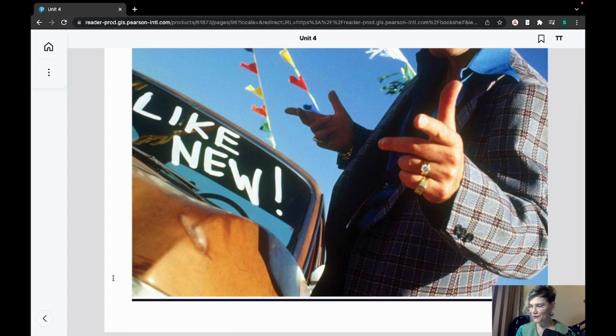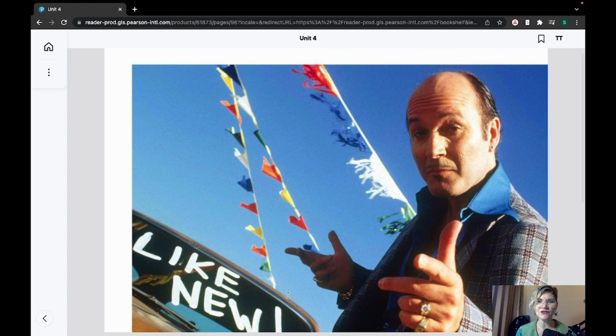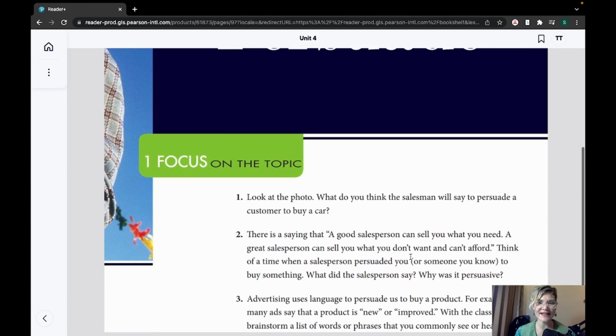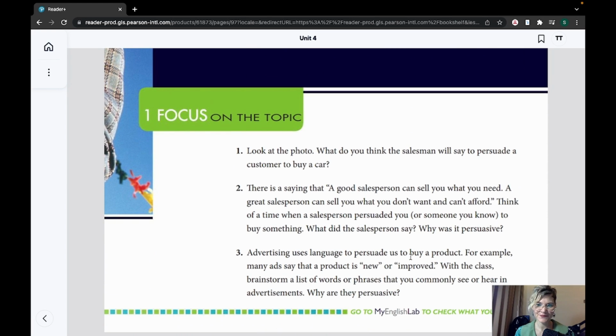Well, it shows that this man is trying to sell something. I think he's trying to persuade people to buy something from him. Words that we use can be very persuasive, and that's what we're going to look at in this unit. There is a saying that a good salesperson can sell you what you need. A great salesperson can sell you what you don't want and can't afford.